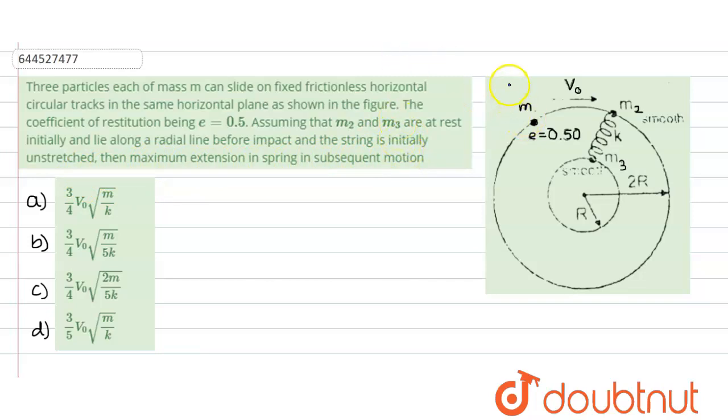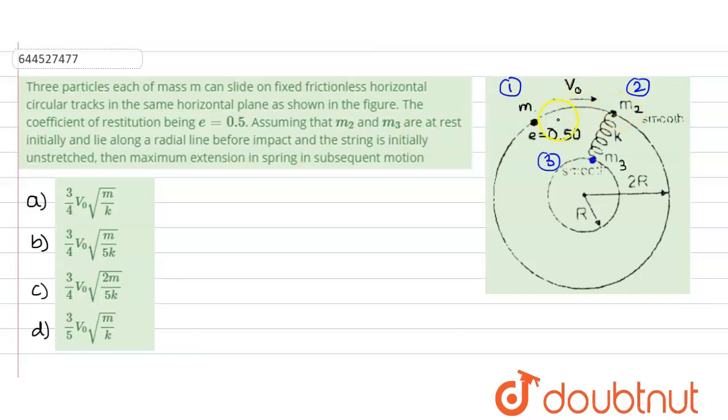So let's say this is our mass 1, this is our mass 2, and this is our mass 3. Now initially only our first mass is moving, so it would have an impact with m2. So m2 would be moving. Now m2 is connected with m3 through the spring. So if m2 moves, m3 would also move, and then there would be an extension in the spring. We need to find what is the maximum extension value. So how can we do it?